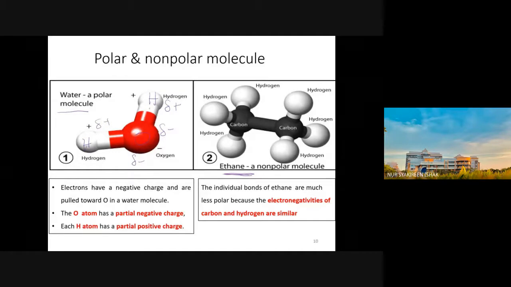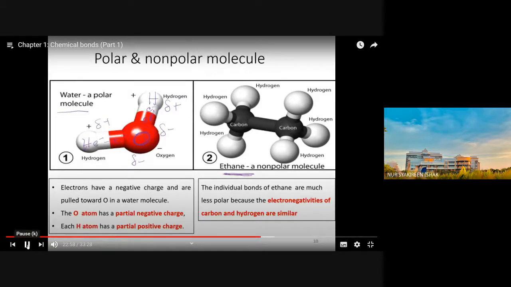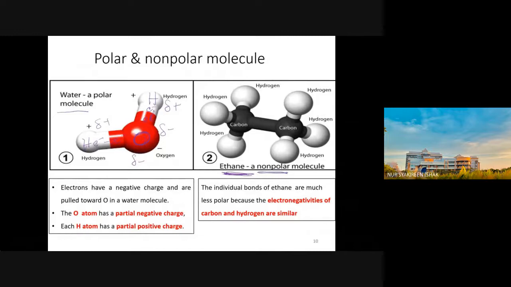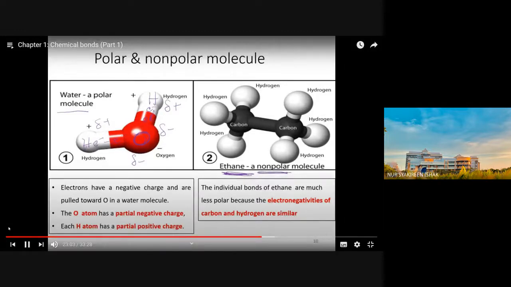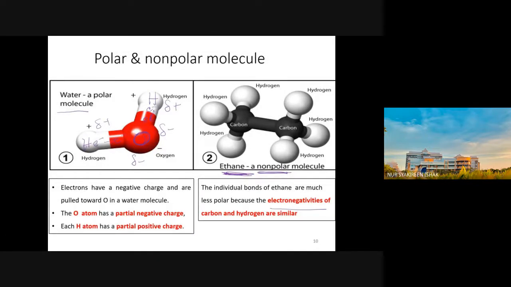So the shared electrons are pulled more towards the oxygen because oxygen is a more electronegative atom compared to hydrogen. As for the molecule of ethane, which is a non-polar molecule, the individual bonds of ethane are much less polar because the electronegativities of carbon and hydrogen are similar.